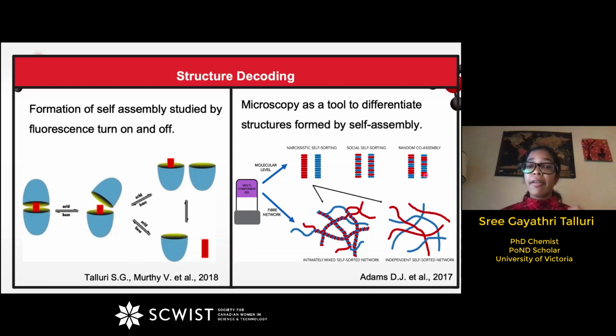However, if these building blocks, which are indicated in red and blue here, are tagged with fluorescent dyes with different fluorescent properties, you can be able to see the different types of assembly that can be formed using fluorescence microscope.